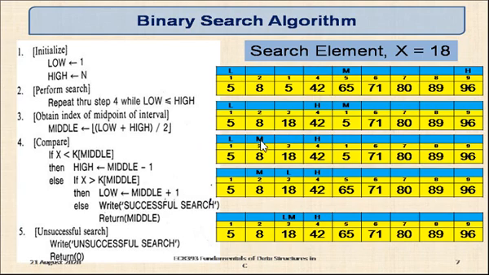Fine. Then you check. Now this is the effective array, locations 1 to 4. Now the middle value is 8. That middle value 8 is compared with our search value. X is 18. K of middle, K of 2 is 8. Condition is not satisfied. Then it will go to the else case. It checks whether x, 18, is greater than K of middle, that is K of 2. Okay, 18 is greater than 8.